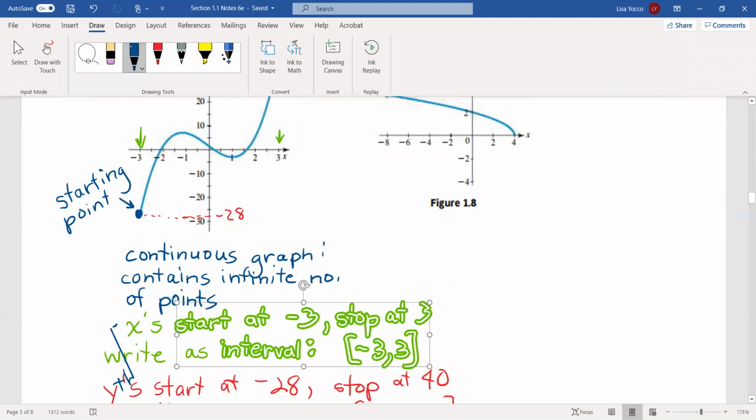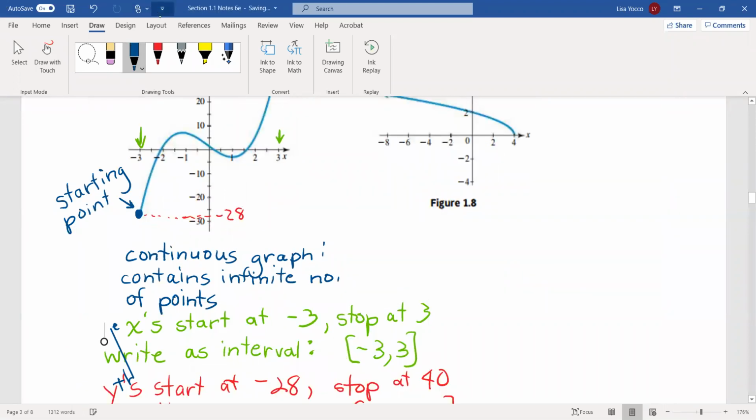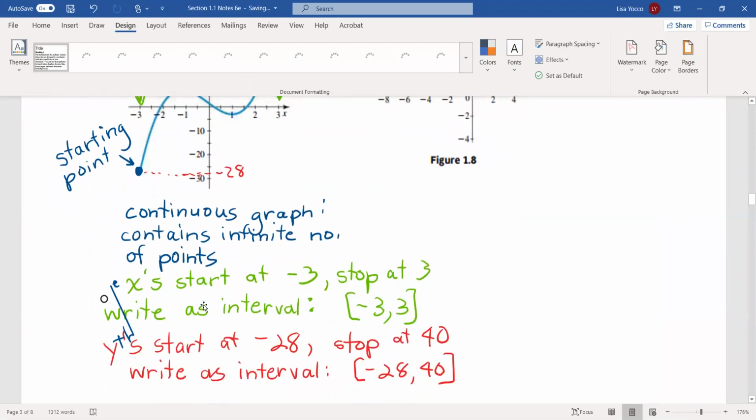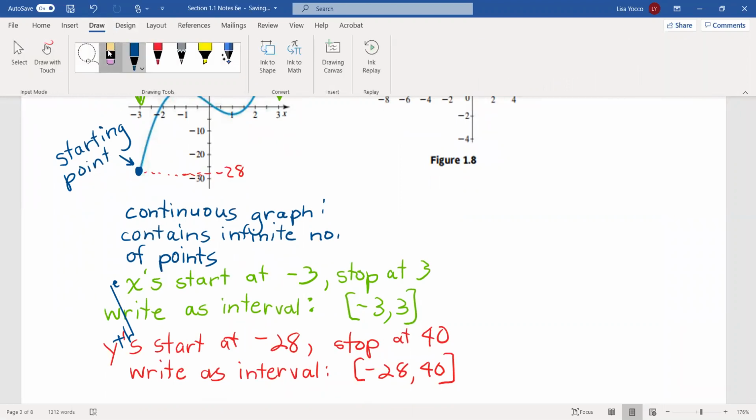The interval, whoa, this thing does some crazy stuff. Popped my E right up there. It's very sensitive. Try it again.